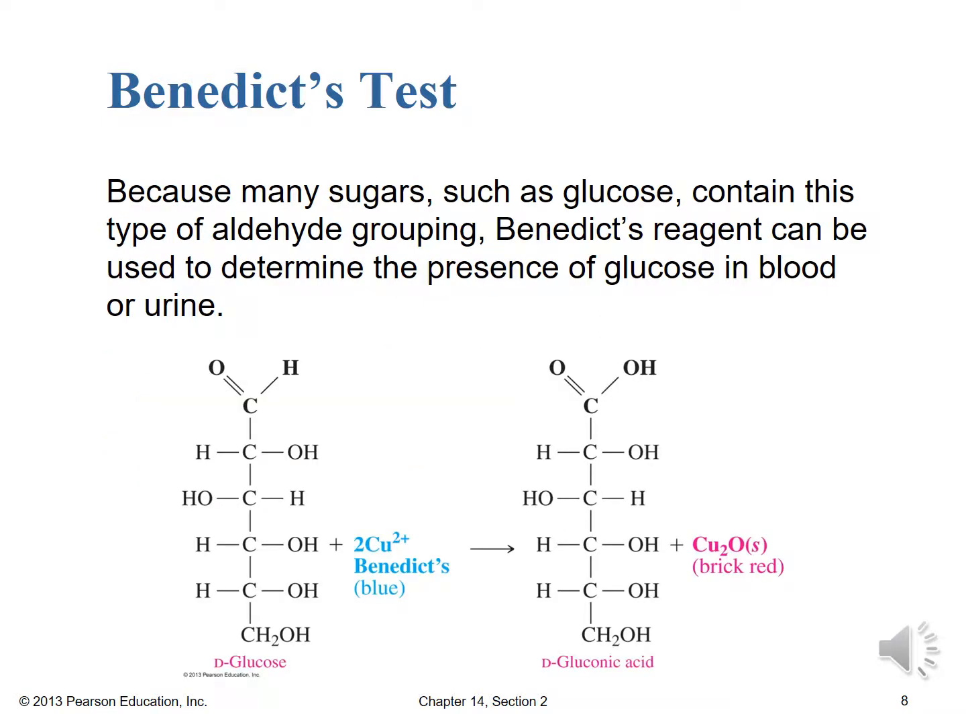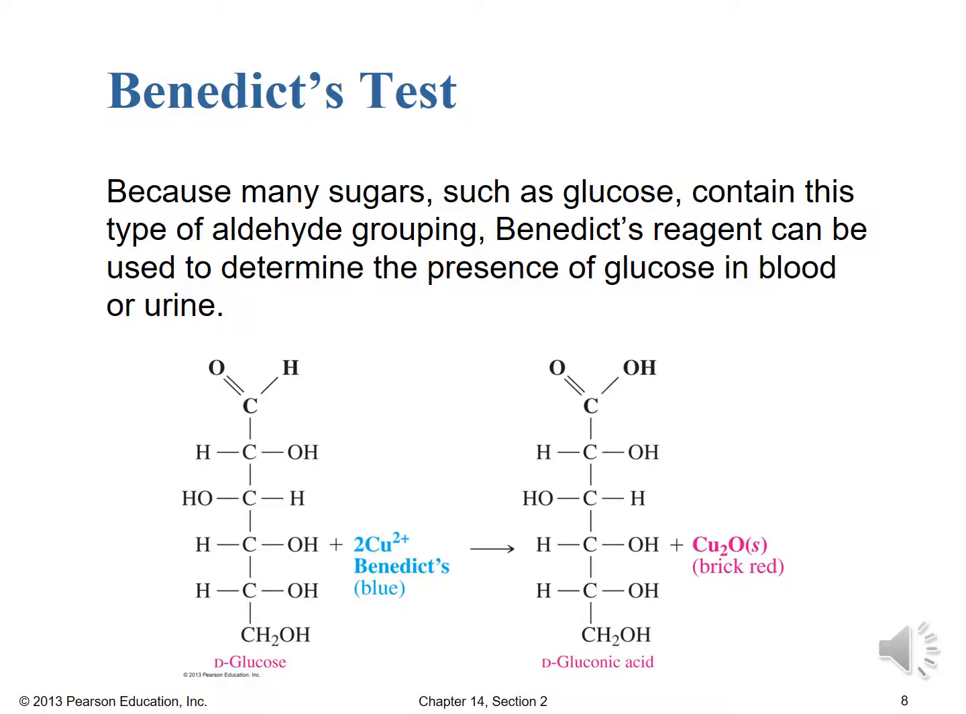Now, the reason we're talking about all these tests in terms of aldehydes and ketones is getting ready for our discussion of carbohydrates in an upcoming chapter. So many sugars, such as glucose, contain the type of aldehyde grouping, so the Benedict's reagent can be used to determine the presence of glucose in blood or urine. So the type of aldehyde that glucose is has that adjacent OH.